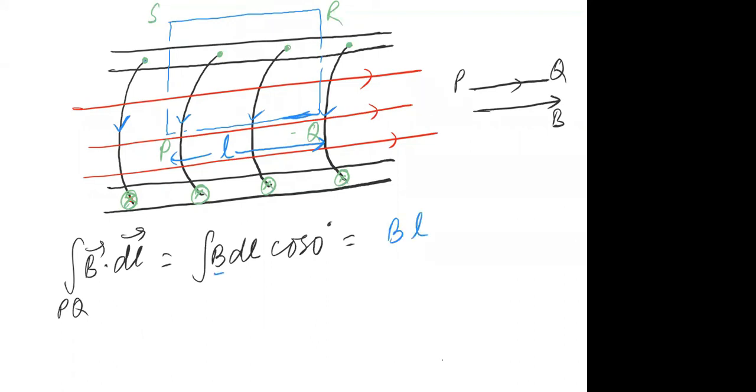B is constant inside the solenoid, so I can take it out of the integration, and I will integrate dl. Cos 0 is 1. So if I integrate dl, I'll get this length. Hence this will become B into L. First, I have got the integral.